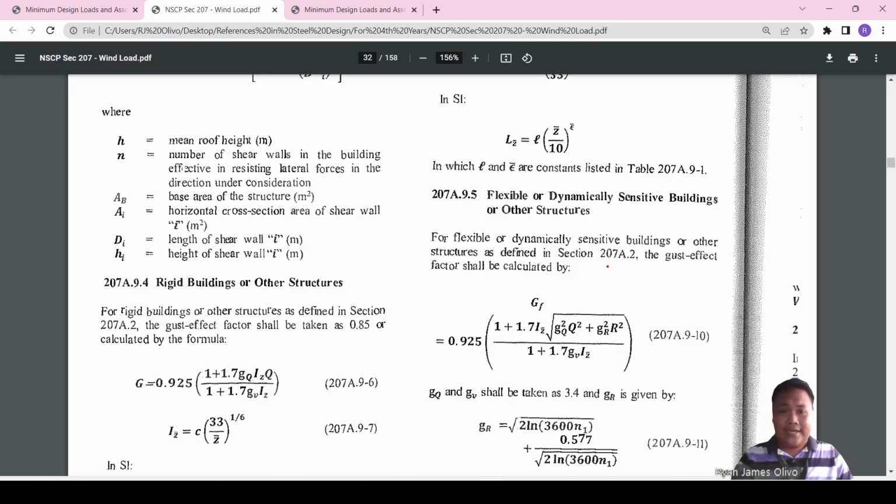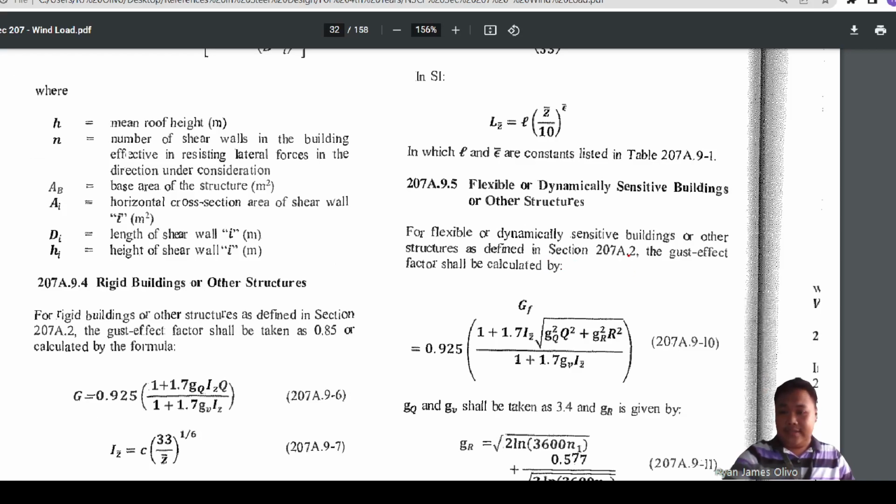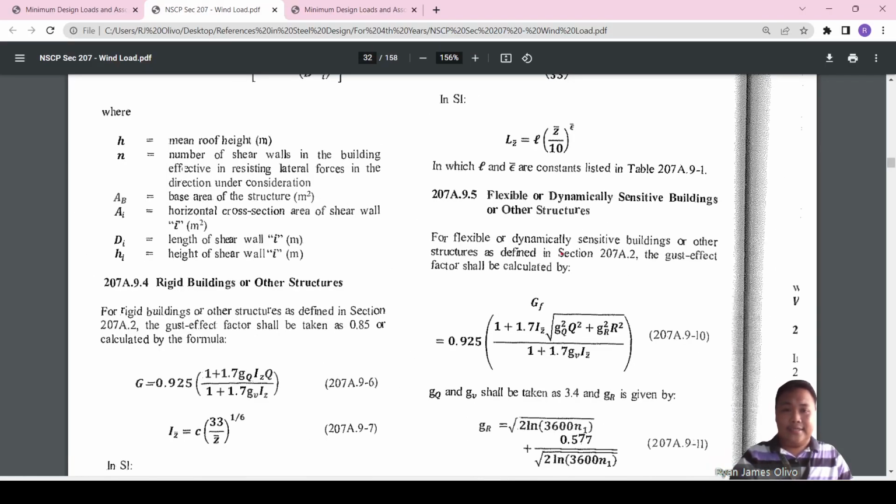Let's go to the meaning. You can see here. Yes.